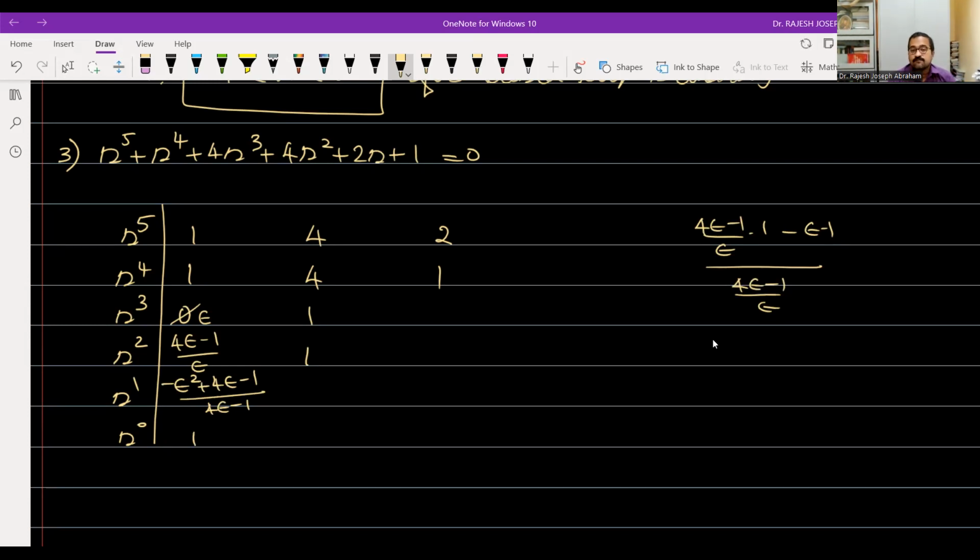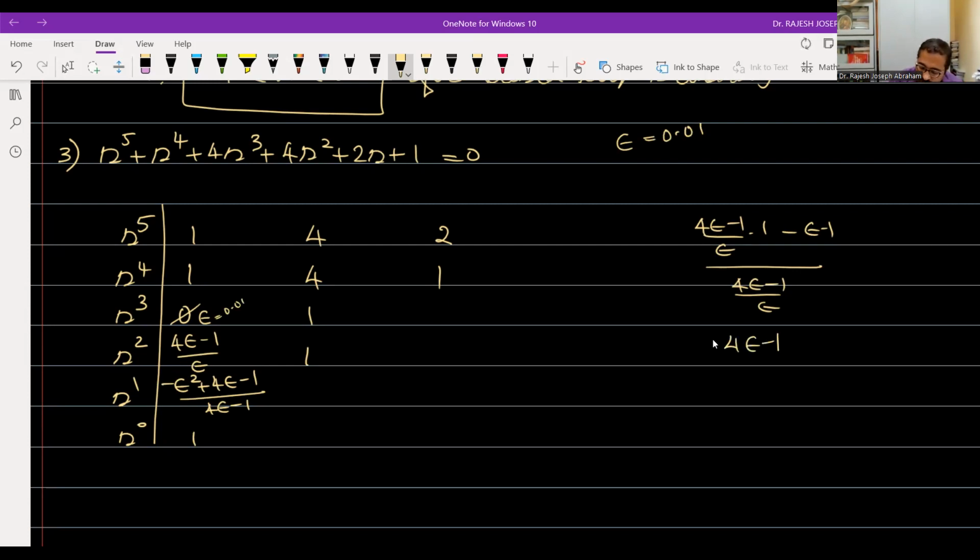Now what you have to do? You tend epsilon to a small positive number or negative number. You can do either way. Both will give you the correct answer. So let me take epsilon to be a very small positive number, say epsilon is equal to 0.01. So you see 1 is positive, 1 is positive. Epsilon being 0.01 is also positive. What about the next entry?